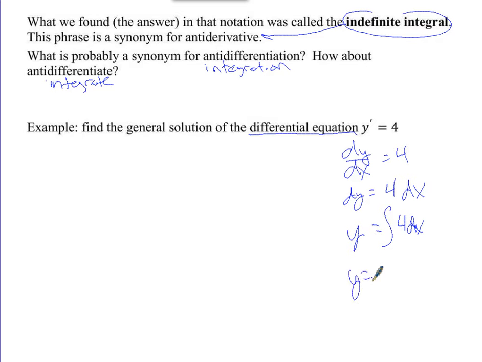Now what, if I have 4, must it have been before I took its derivative? 4x. Now we have to include the plus c because I could have any number hanging off to the side there, and if I take the derivative of this, the c disappears. So when I take the derivative, I get dy equals 4 dx, or dy over dx equals 4, which is what I started off with. Okay? We're doing the exact reverse of what we've been doing all year long. This is the general solution.